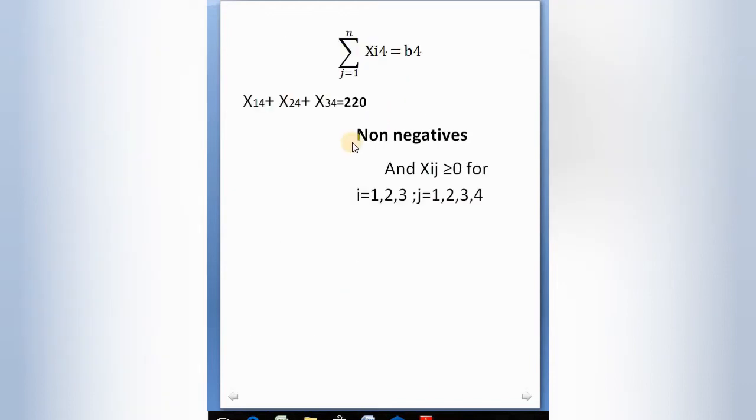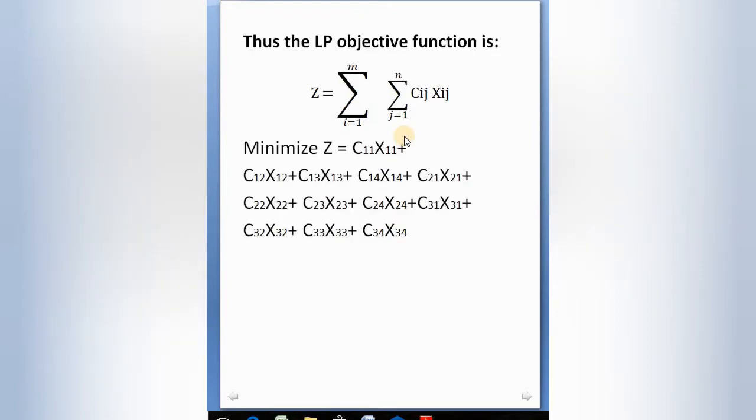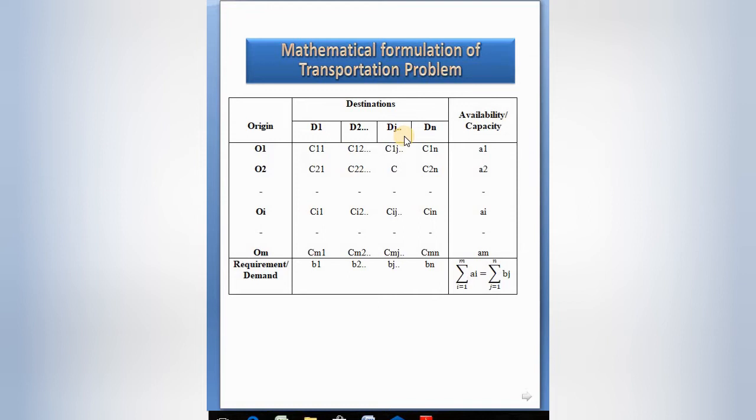And the third one is non-negatives. These three properties are very essential in mathematical formulation. So for the given example, I am going to make a mathematical formulation. Before that, a transportation problem can be formulated as a linear programming problem. To illustrate this, let us see how this example works here.